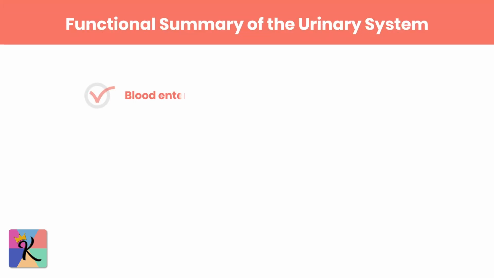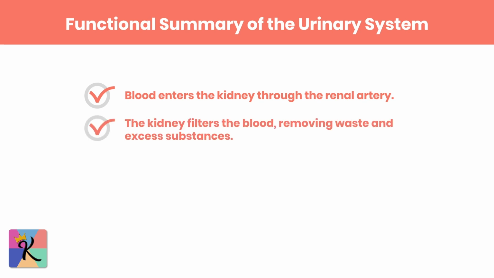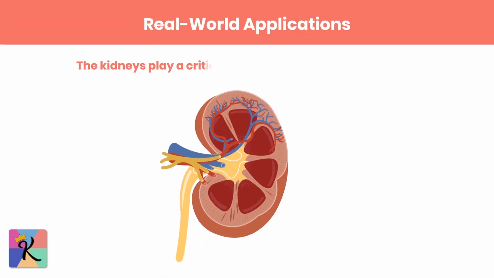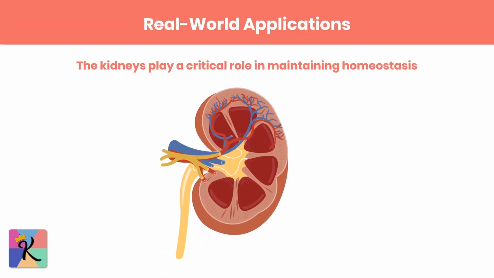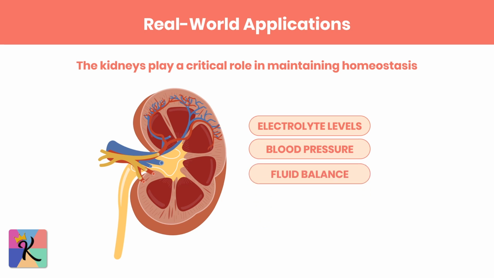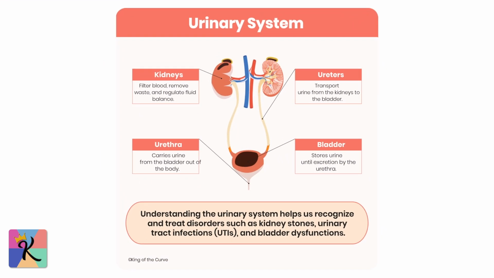To summarize, blood enters the kidney through the renal artery. The kidney filters the blood, removing waste and excess substances. Urine forms and exits the kidney via the ureter. The bladder stores urine until it's ready for elimination through the urethra. The kidneys play a critical role in maintaining homeostasis. They regulate electrolyte levels, blood pressure, and fluid balance. Understanding the urinary system helps us recognize and treat disorders such as kidney stones, urinary tract infections, UTIs, and bladder dysfunctions.